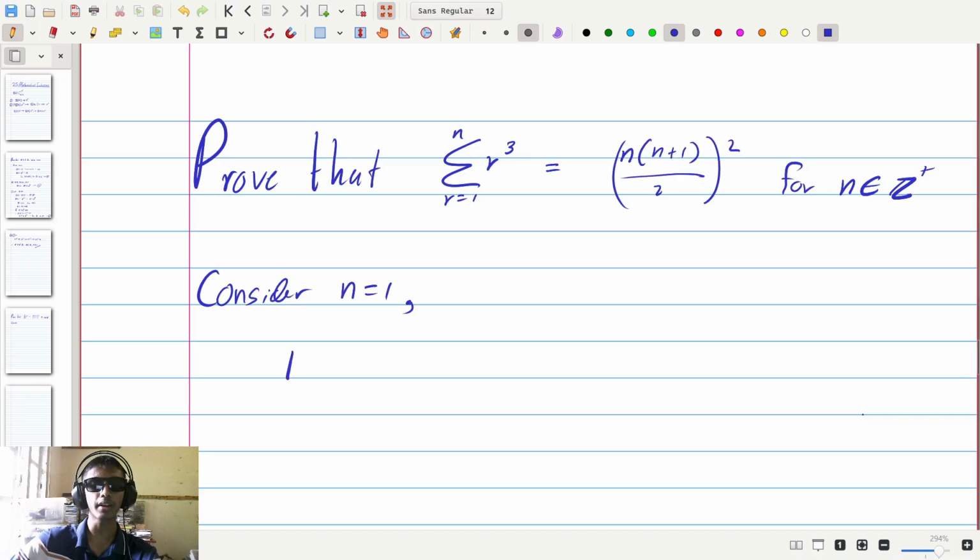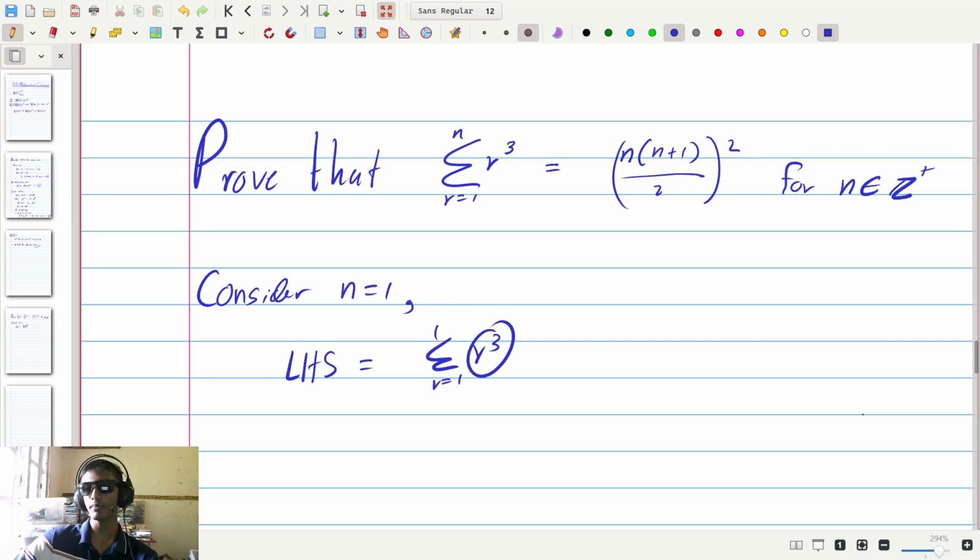Considering n equals 1, the left hand side is going to be equal to the sum from r equals 1 up to the value of n, which is 1, of r cubed. This means we need to take all the values of r from r equals 1 up to 1, cube them and sum them all together. In this case, from r equals 1 up to 1, there's only one value of r, which is 1. So therefore, the sum here is just the single value of r cubed added together, which is just 1 cubed, which is going to be equal to 1.